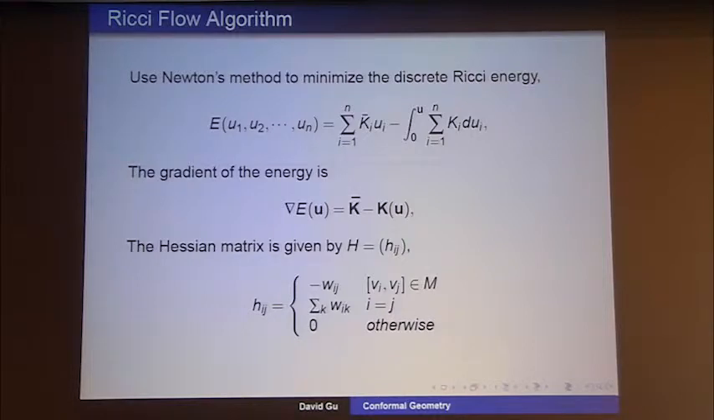The Hessian is given by this form, which is diagonal dominant. If there is an edge, then we have an edge weight there. Then the diagonal equals the summation of the off-diagonal elements.